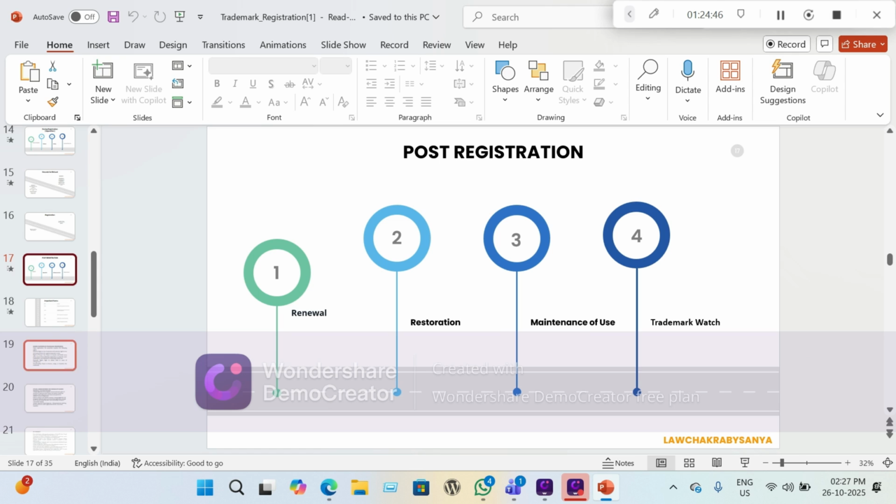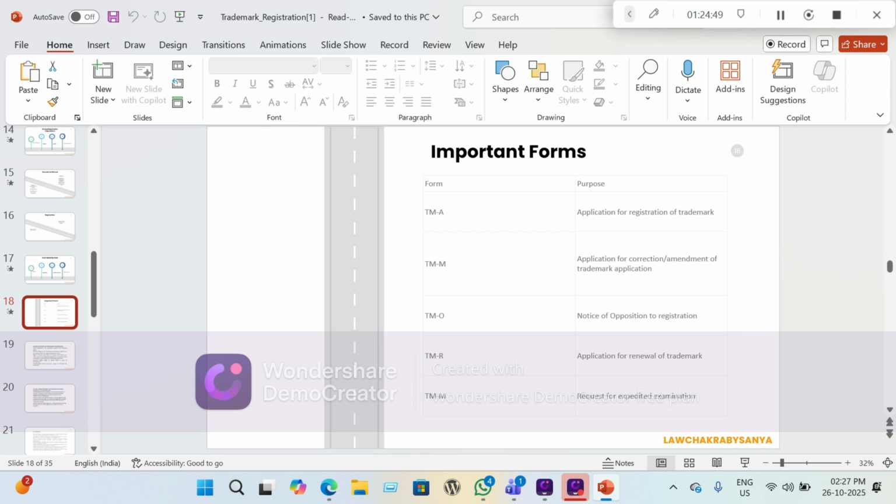Now we go on to the next slide. These are the important forms that you will find on the website. Like I told you, there is TMA, that is the application for registration of a trademark. TMM has a lot of purposes, but mainly it is used for correction or amendment of a trademark application. Now, correction also goes to a certain limit. You can correct clerical errors. You can't correct the entire nature of the application. If you want to change the trademark agent or attorney, you can file TMM, or if there is a spelling mistake or address change or things like that, you can file TMM.